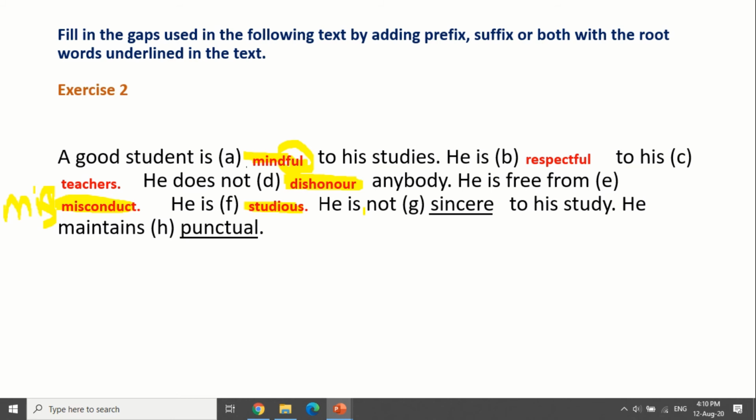So this is a negative sentence. We have to make this an affirmative sentence, right? The meaning will be affirmative. So what will be done? We will add a prefix in, right? So this word will become insincere. He is not insincere to his study.